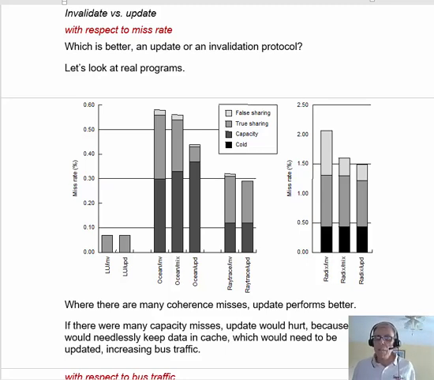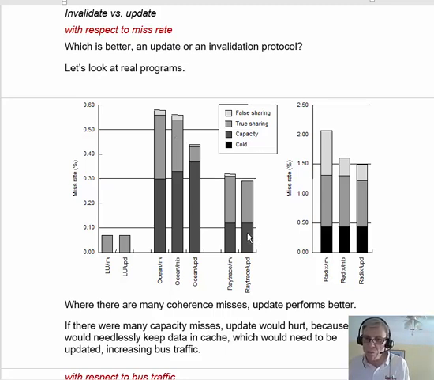Looking at real programs, we find that all of the benchmarks shown here have quite a lot of coherence misses. You can see true sharing and false sharing in Ocean, and you can see an even greater amount of true sharing and false sharing relative to the number of misses in Radix. So there are a lot of coherence misses, and you can see here that update performs better, in other words, a lower miss rate, than invalidate or a mixed protocol where we sometimes use update and sometimes invalidate.